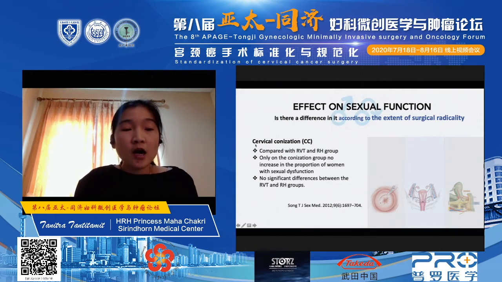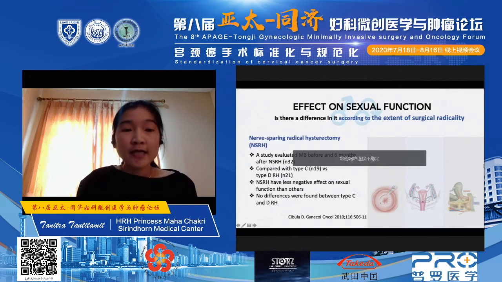Another paper focused on patients who had cervical conization, compared with radical vaginal trachelectomy and radical hysterectomy groups. The result was similar to the previous slide, only in the conization group, no increase in the proportion of females with sexual dysfunction, and no significant difference between radical vaginal trachelectomy and radical hysterectomy groups.